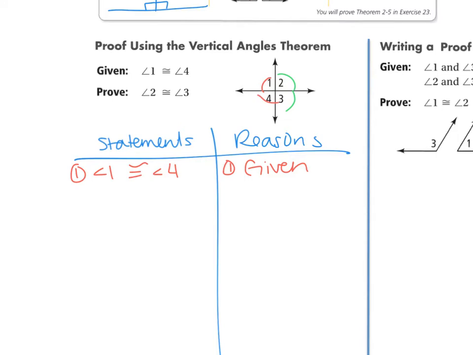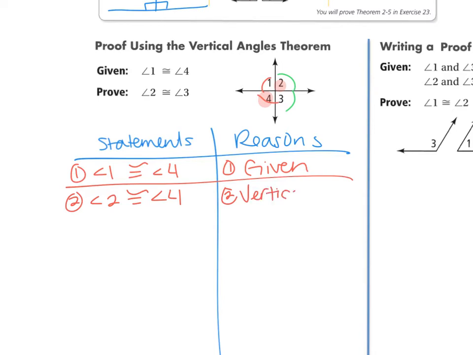Now we need to list our vertical angles. Angles 2 and 4 are vertical angles, so let's list those. That's step 2. Angle 2 is congruent to angle 4. Why? Well, that's the one on the first page of these notes. That was the vertical angles theorem. Okay, let's list the other set. That would be 1 and 3.